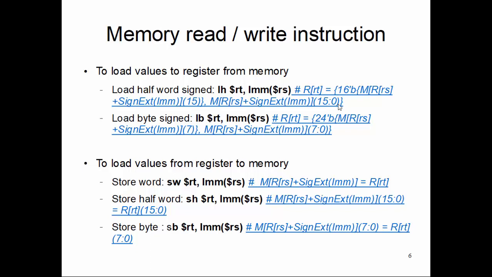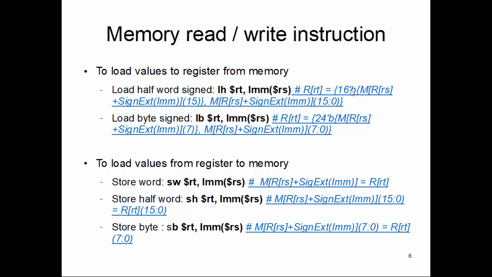For the signed half word loading, what we need to do is take the 16th bit of the 32-bit read from the memory and replicate it 16 times into the higher bits of the RT register. Now, if we are okay with this concept, then the LB, load byte signed, operation should also be clear to us. Instead of 16-bit replication of the 16th bit, we are replicating the 8th bit of the 32-bit read from the memory 24 times.